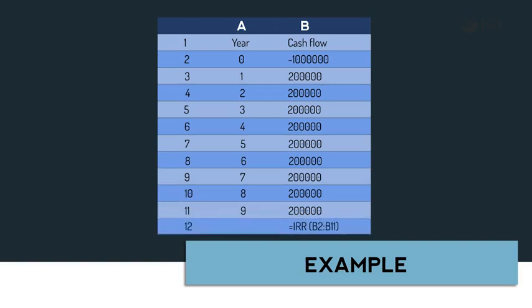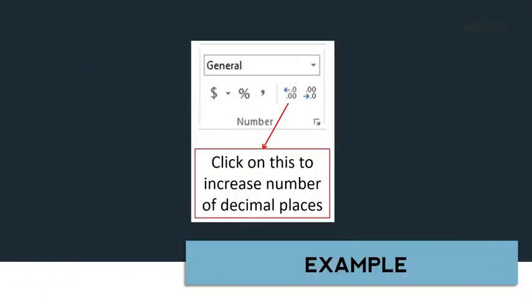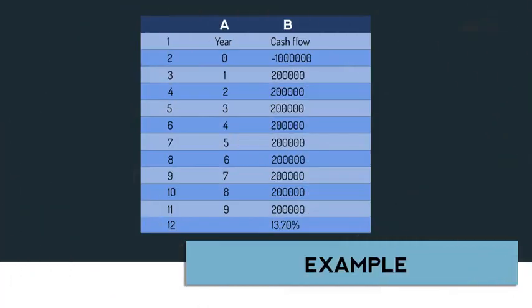In an empty cell, you may type equals IRR, open parenthesis, and then select all the 10 numbers that you just entered into the Excel spreadsheet. Finally, close parenthesis and hit return. You should see the IRR value to be 14% in this cell. You can increase the number of decimal places to 2 and you will see that the IRR is 13.70%. The annualized rate of return from this project is 13.70%.